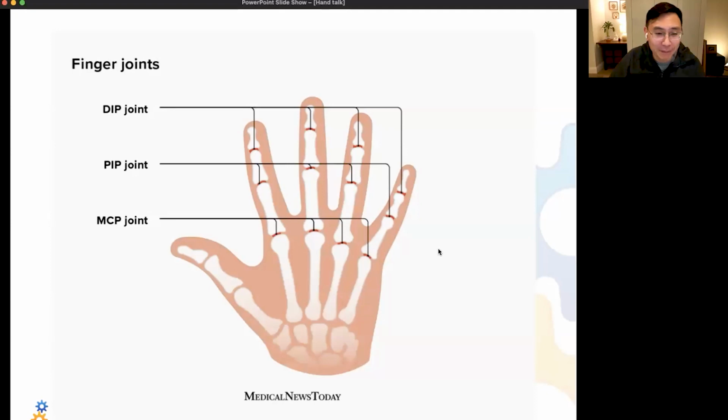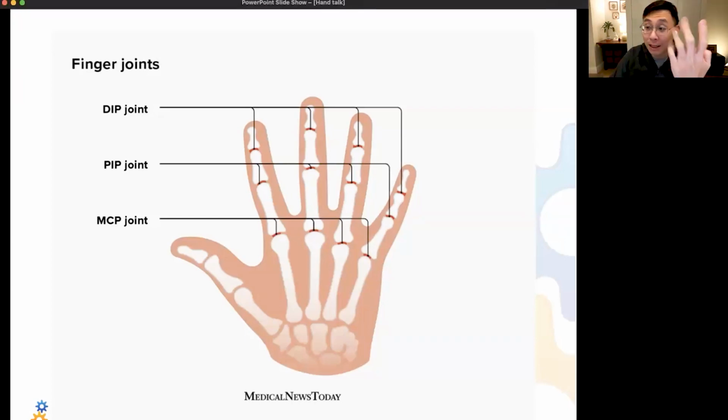Let's move on. Now, the joints in our hands are not too difficult to remember. Remember, we've got the metacarpal bones, then we've got the phalanges. So these joints are the knuckles of our hands, the first row of knuckles. We call that the metacarpophalangeal joint. Short term for that, MCP joint. So when you see a doctor, if you say I've got MCP joint pain, then they'll know what you're talking about.